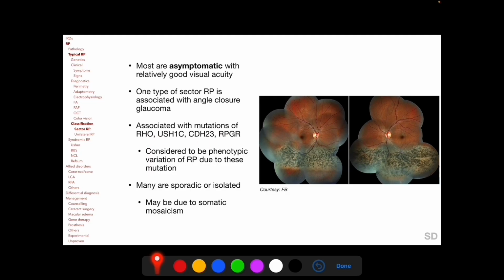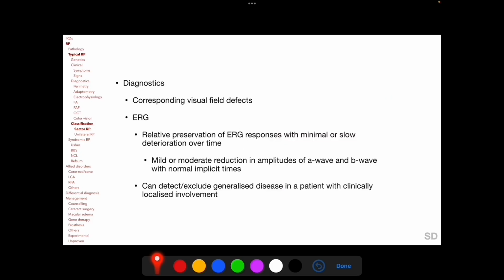But many cases of sector retinitis pigmentosa are sporadic or isolated without a family history, and this may be due to somatic mosaicism, that is, mutation occurring in a somatic cell following fertilization. Visual field testing in sector retinitis pigmentosa show visual field defects in corresponding sectors of the visual field, typically the superior visual field corresponding to the inferior retina, which is most commonly involved in sector RP. And electroretinography shows relative preservation of ERG responses with minimal or slow worsening over time.